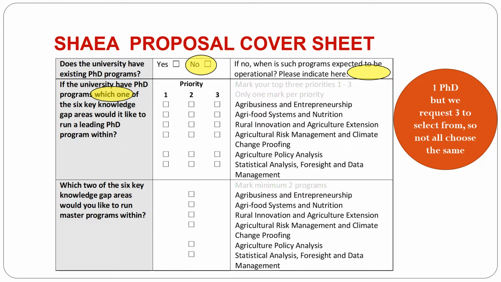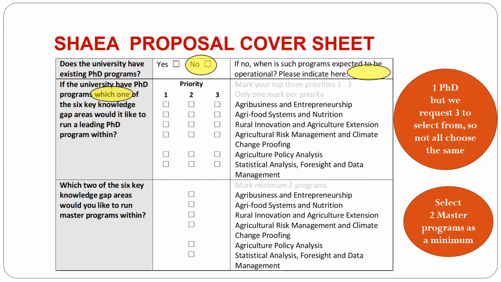For masters, you need to run a minimum of 2 programs. You can, if you want, have more masters within the 6 regional key gap areas, but you need to address at least 2 of them. Many will probably select the same program at PhD and master level. That is not a problem. You are welcome to do that.